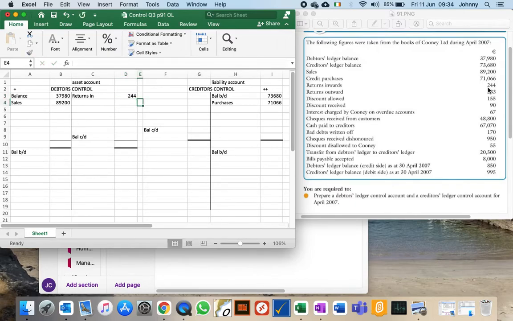And then returns outwards is going to be the same thing for creditors. So these are people that we have to send goods back out of our warehouse to them. We would have bought those goods from them in the first place.